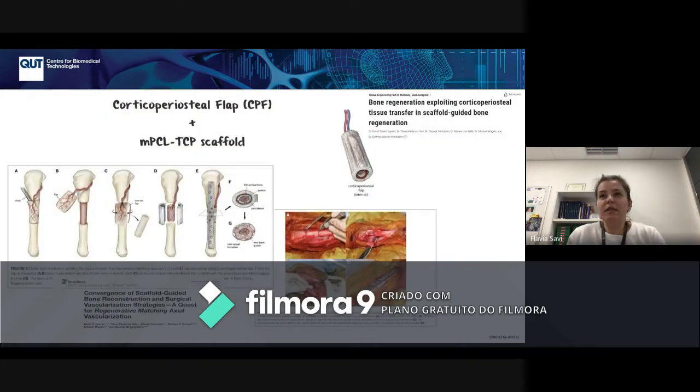The other study that I also worked on was the use of cortical periosteal flap, when they made the defect. This technique is used a lot.